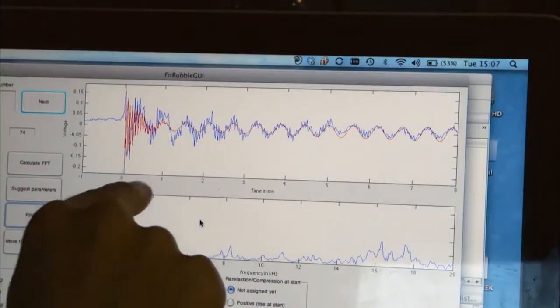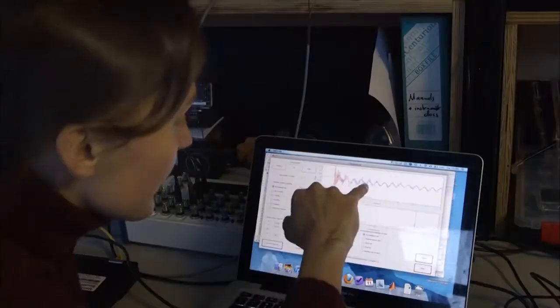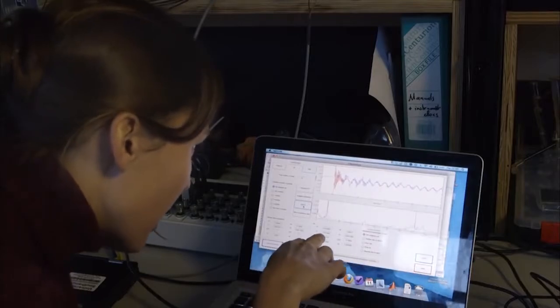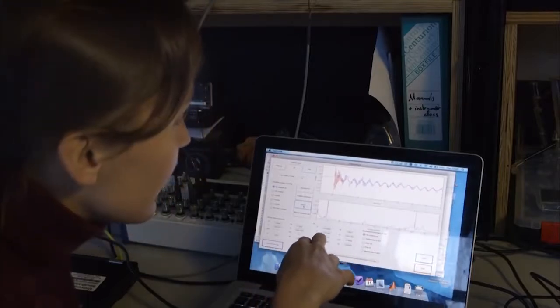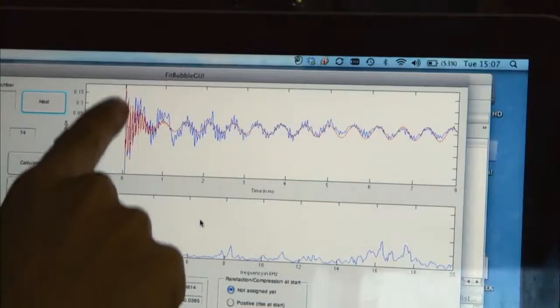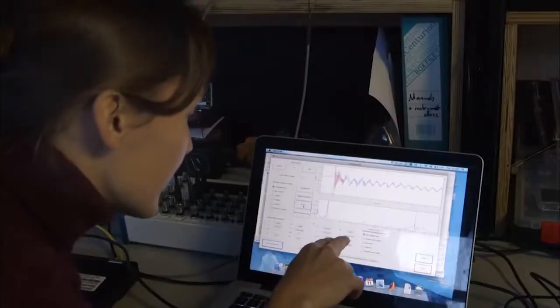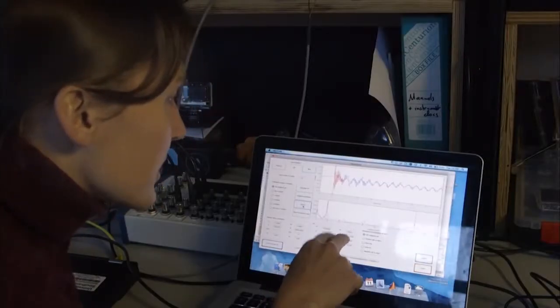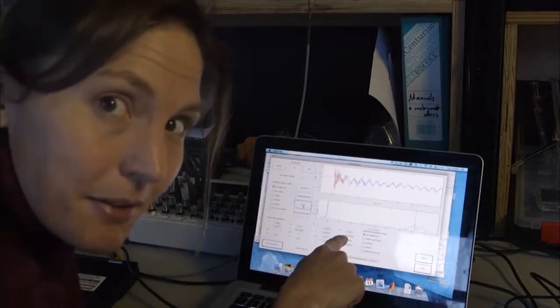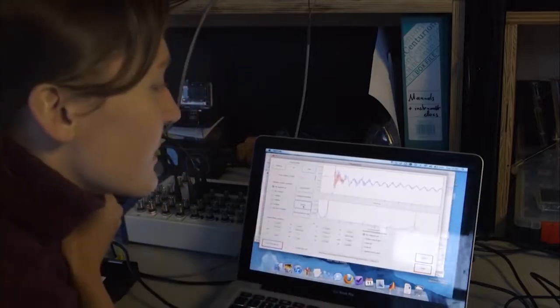And so you can see now very clearly that there's this long period oscillation that's the bigger bubble. And this has a frequency of 1.7 kilohertz, which tells me that the bigger bubble here was about 2 millimeters in radius, and the frequency of the other one is 16.5 kilohertz, and that tells me that this bubble here was about a tenth of the radius. So this one is about 0.2 millimeters in radius.